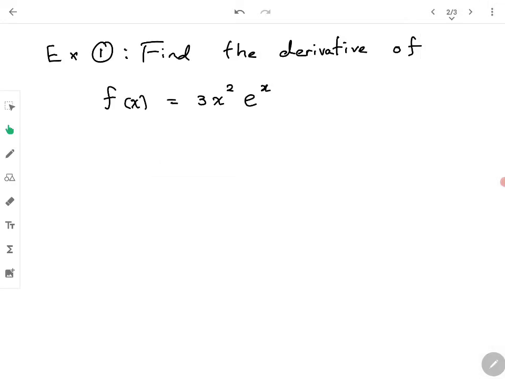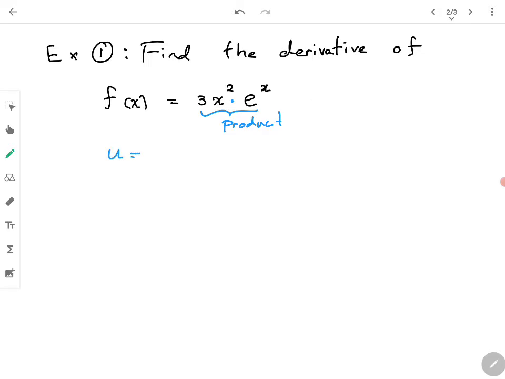So the first example we have here is this function. We want to find the derivative of this function. So we have f(x) is equal to 3x squared times e to the x. If you look at this, this is a product.